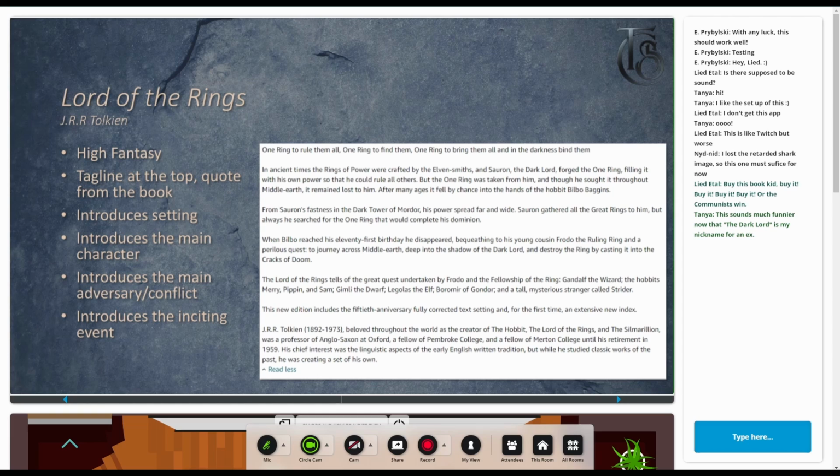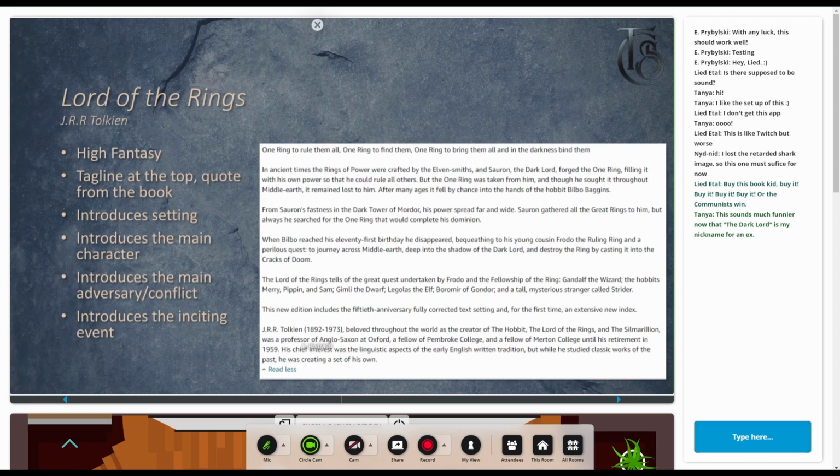Looking at this, it becomes obvious through the language that this is high fantasy. Not that anybody really doesn't know Lord of the Rings these days for the most part, but we're talking about hobbits and dwarves and elves, so it's obvious we're talking about fantasy with an epic quest going on here. At the top, you have the tagline, which is one ring to rule them all, one ring to find them.